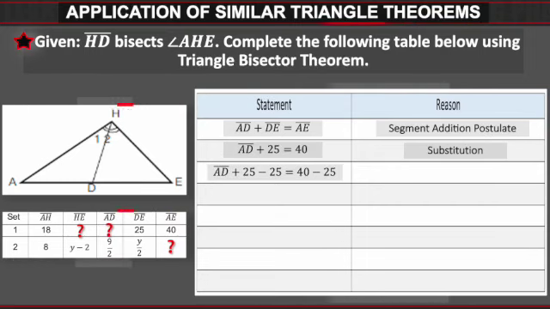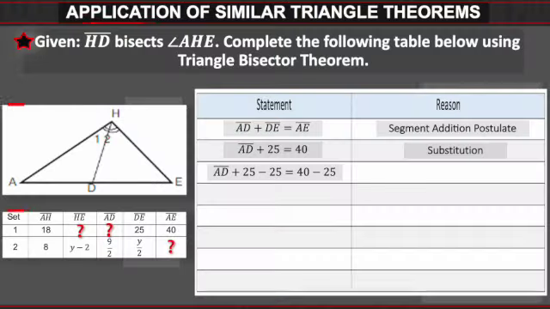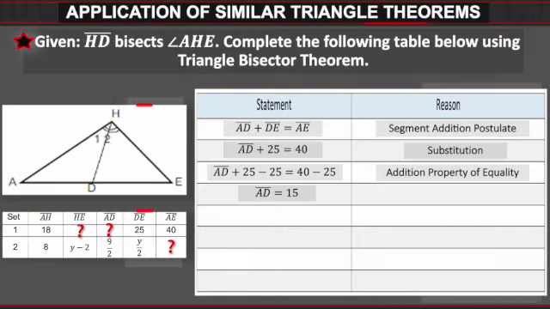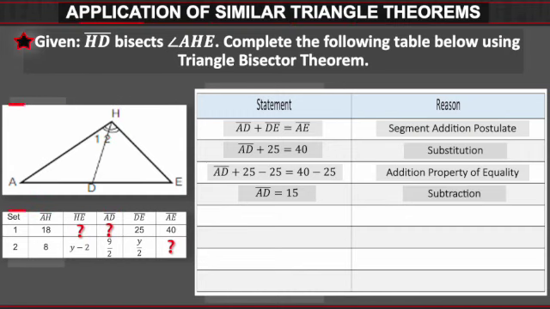Next. So by means of addition property of equality, that is our reason, we just add plus 25 and subtract it to 25 minus 25 equals to 40 minus another 25. Addition property ang tawag dito of equality. Next, so syempre we can simplify it. So the value of the line segment AD is 15. That is by means of subtraction. Yan yung reason natin.